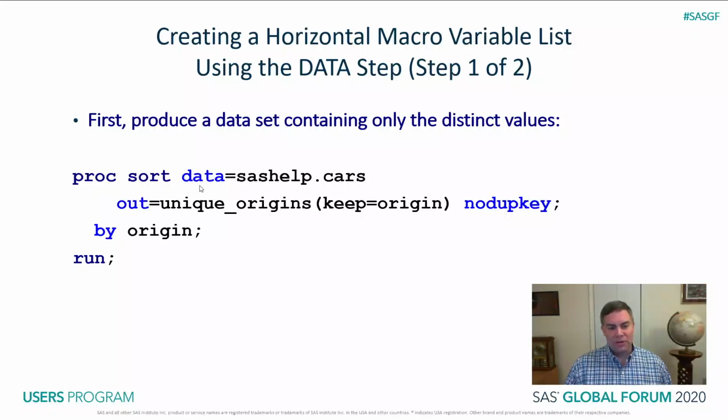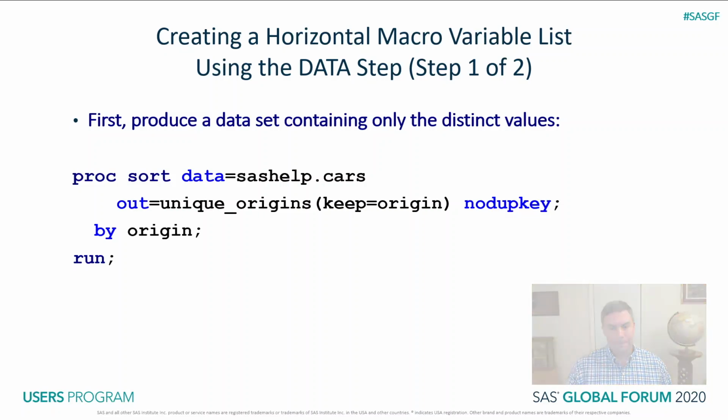So we do a quick PROC sort, data equals sashelp.cars, out equals, and I created a new data set called unique origins, and I only kept the variable origin. And here's the key. I used the keyword nodupkey, which eliminates duplicate key values. In this case, the key is origin. That's our by variable. So this will create a data set that has just the variable origin and just 3 rows with those 3 values of origin, which are Asia, Europe, and USA.